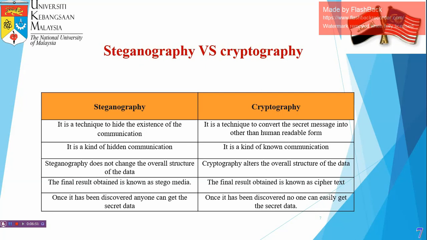Whereas cryptography is a technique to convert the secret message into a form other than human readable. It is a kind of non-hidden communication. Cryptography alters the overall structure of the data. The final result obtained is known as ciphertext. Even if it has been discovered, no one can easily get the secret data.